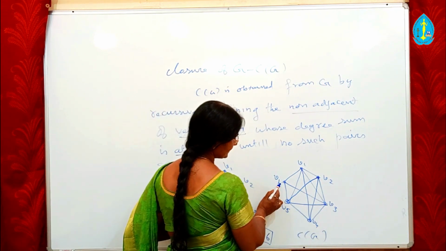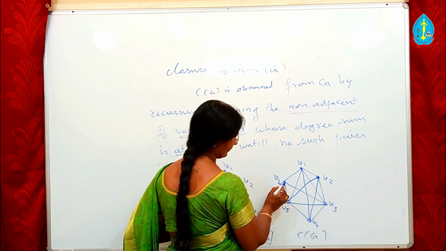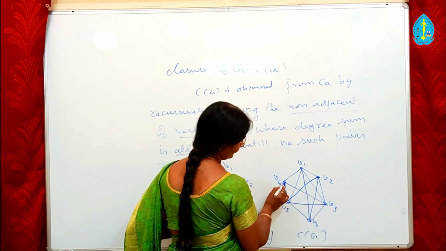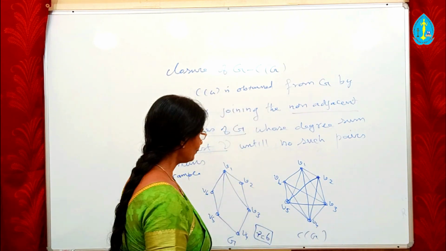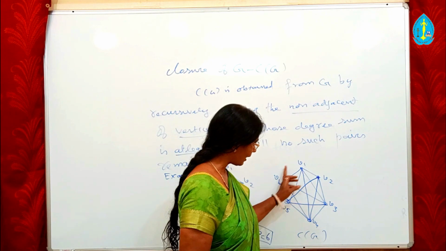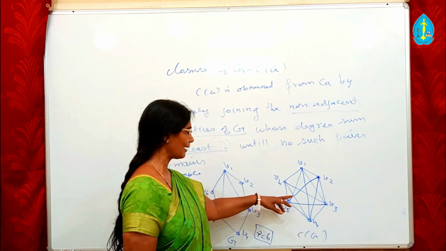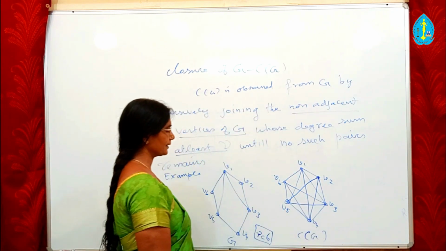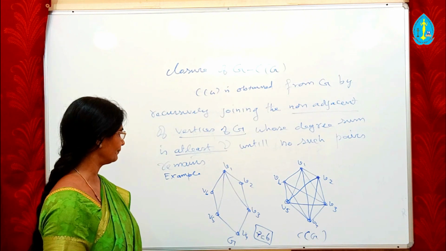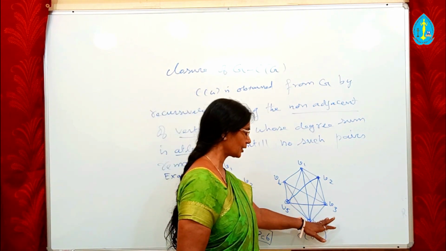Now consider the vertices V6 and V4. They are non-adjacent. Their degree sum is 7, greater than 6. Therefore we can join the edge V4 and V6. Now all the vertices are mutually adjacent. Therefore it is a complete graph, and no two vertices are non-adjacent in this graph. This is the closure of G. That is, this is G and this is the closure of G.